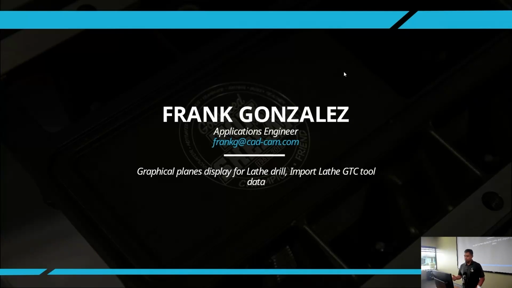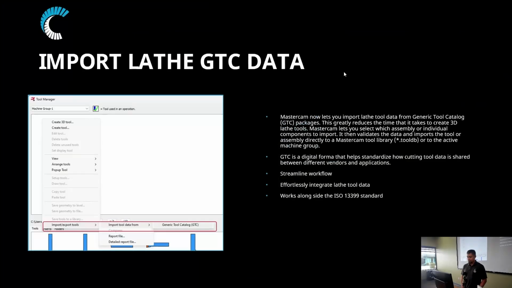So what I'm going to be covering today is two new features or enhancements, and this is done in turning and mill turn both, so it'll work for both. One of them being the graphical planes display in Lathe Drill, and again, it also works in mill turn. And then the other one would be importing a Lathe GTC tool, which for me was my favorite. I don't know how many of you have created any 3D tools in Lathe. It could become a bit of a problem with chaotic, so this simplifies this.